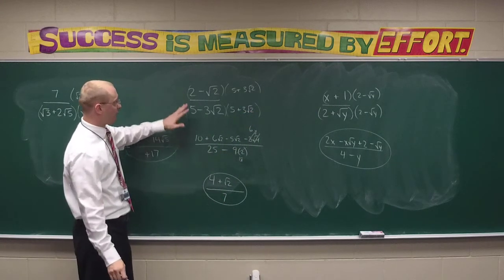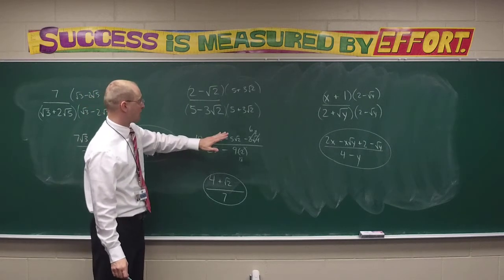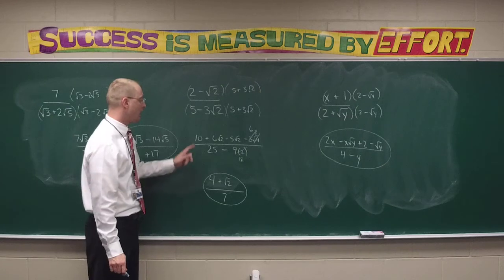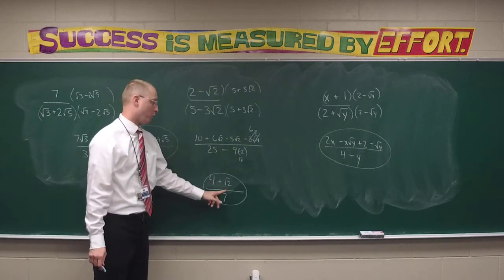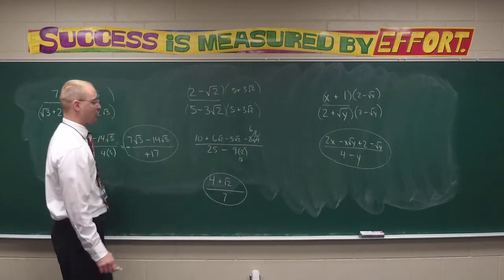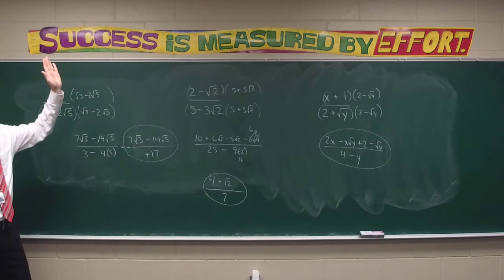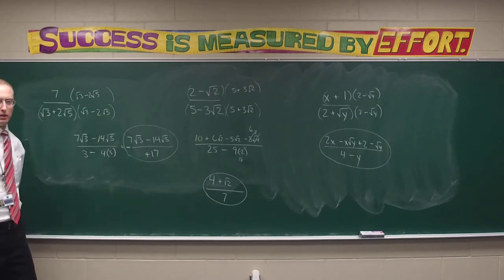In the top, I FOILed, got 10, 6 square root of 2, negative 5 square root of 2, and negative 3 square root of 4, which is negative 3 times 2 or negative 6. Combine to get 4, combine to get positive 1 square root of 2. Nothing factors, cancels, anything like that. We're just done. How many got that answer on the second one? Questions on the second one?